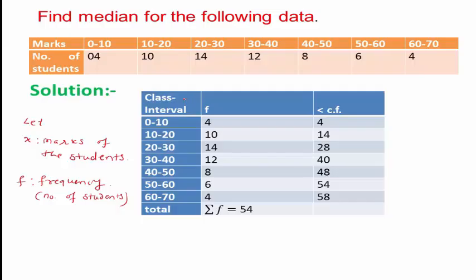So this is x, the class interval of marks, this is f, and this is less than CF. See here, how to calculate less than CF. First we have to see the number of students having marks less than 10. How many students are there scoring marks less than 10? 0 to 10 means less than 10, so 4 students are there. Number of students having marks less than 20. How many students are there scoring less than the upper limit 20?